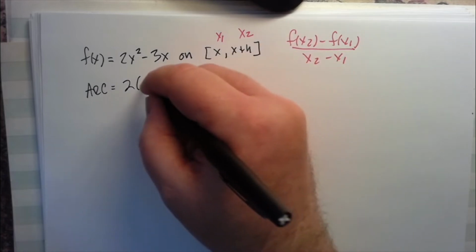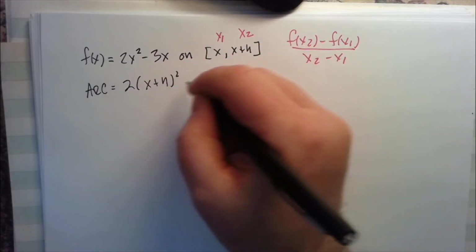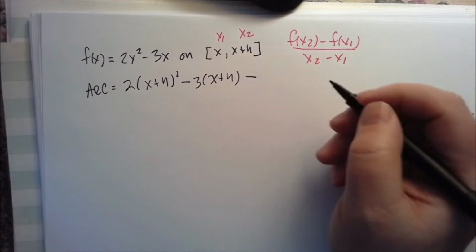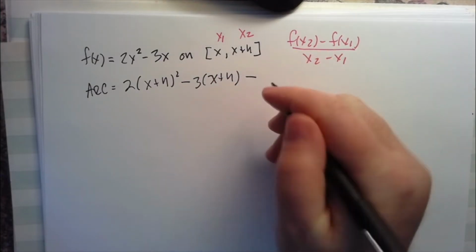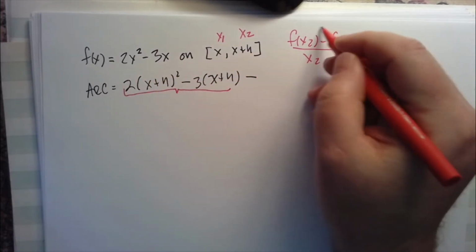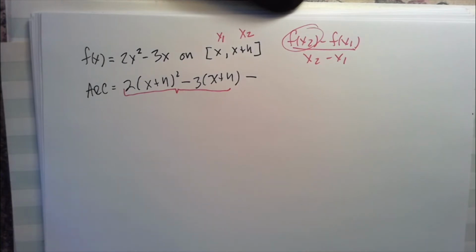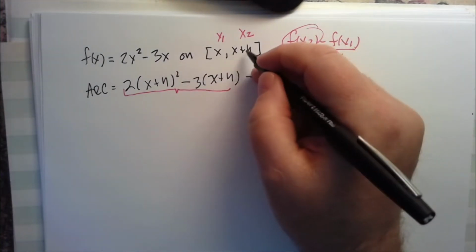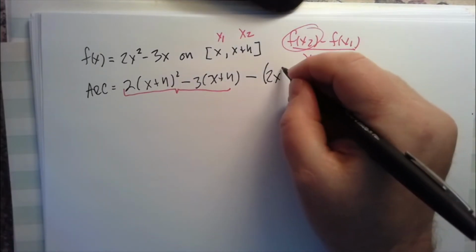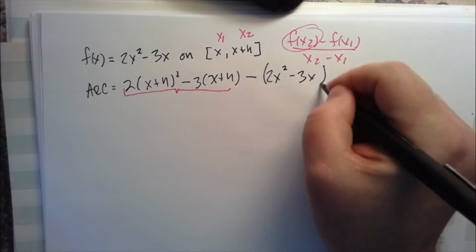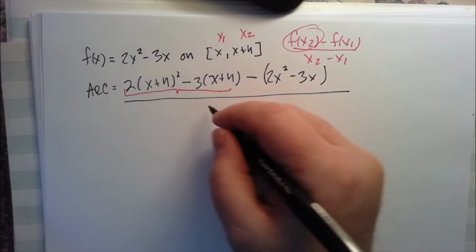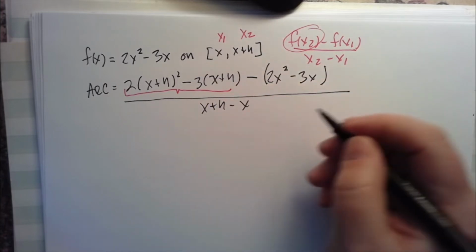Now let's plug in our x2, minus, now subtract. So this piece that I just wrote down, that's that one. Okay, so now I'm going to plug in just the x, so I get 2x squared. Now remember, this is subtracting the whole thing, so I have to have parentheses around that pair of terms there. And then the denominator, x2 minus x1.